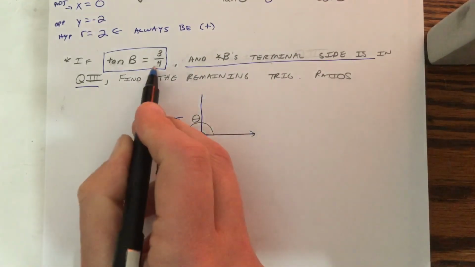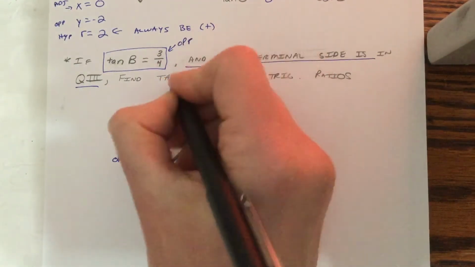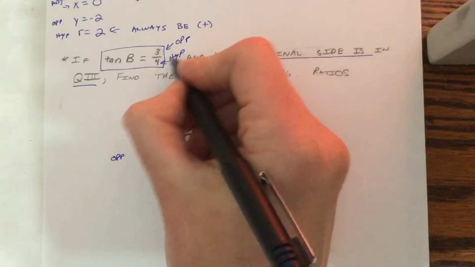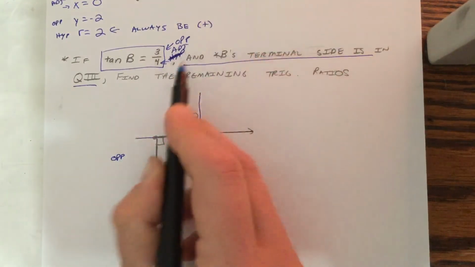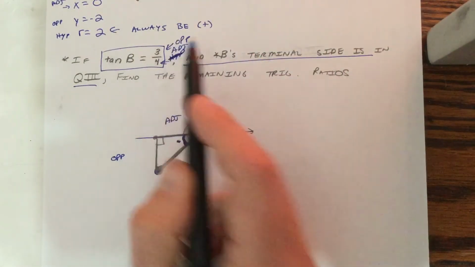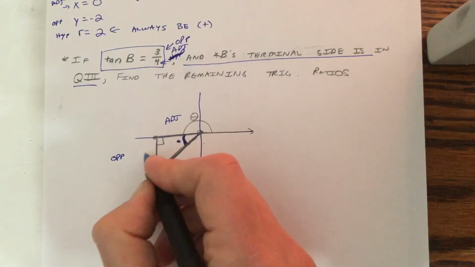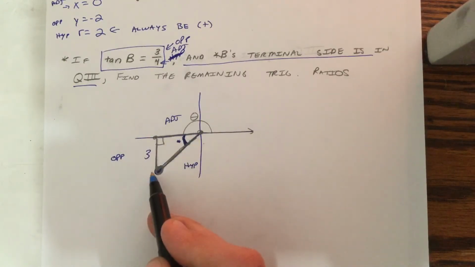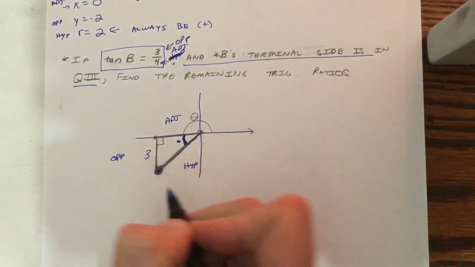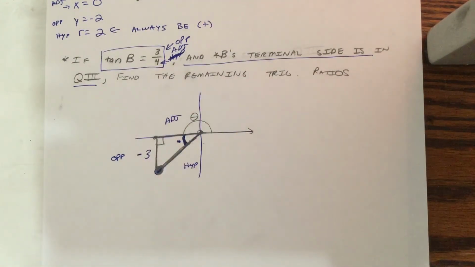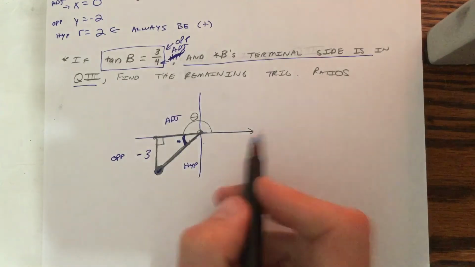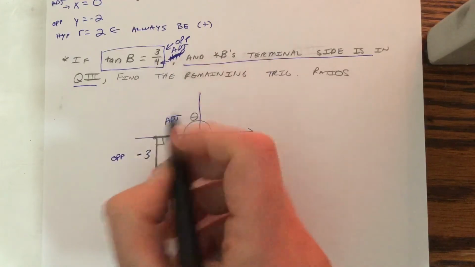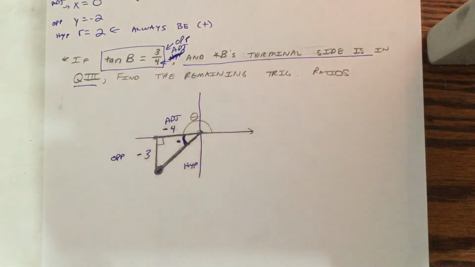Here's the tricky part. Tangent, we know, is opposite over adjacent, okay? So we would say, okay, well, this is the opposite side, so that's 3. However, we're in quadrant 3. In quadrant 3, both the x and the y coordinates are negative. So that's the trickery of this problem. This would actually be -3. All right. The adjacent side for this one, we look at this and we'd be like, oh yeah, it's 4, but since we went to the left, it's actually -4.